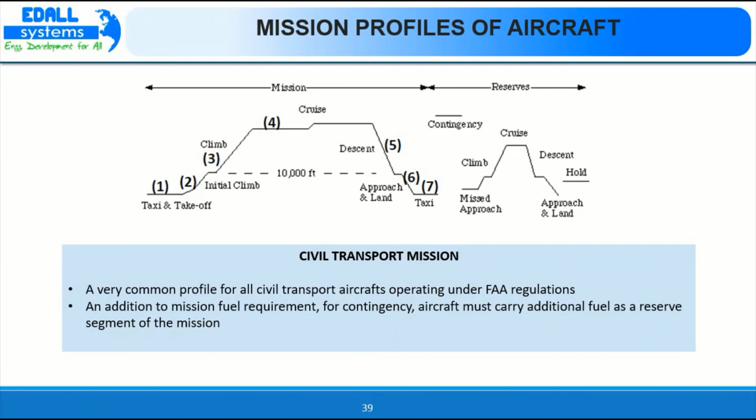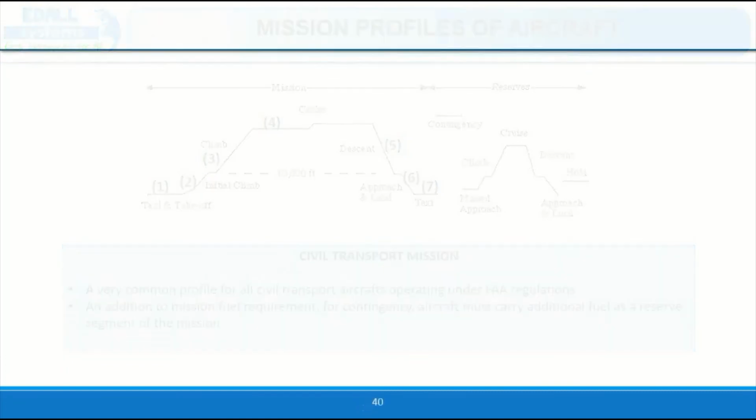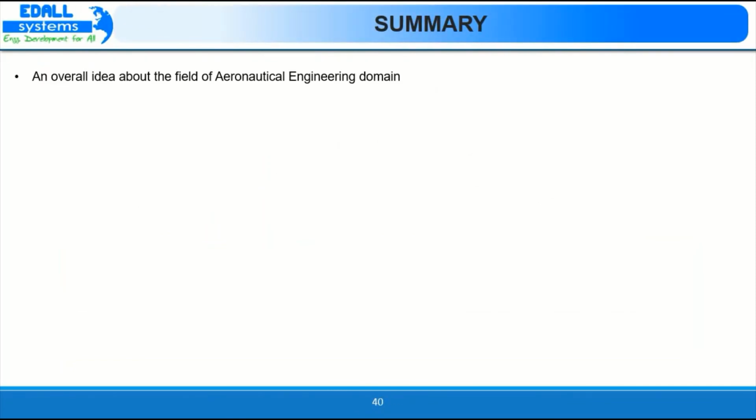So these are the 5 different mission profiles for different kinds of aircraft. The summary for today's class is that we have seen an overall idea about the field of aeronautical engineering. We have discussed various branches and their sub branches, that is aerospace propulsion, aircraft structures, avionics and aerodynamics. Then we have seen various important parts of an aircraft with their application during the flight: fuselage, wings, flaps, elevator, ailerons, and their functions during the flight.